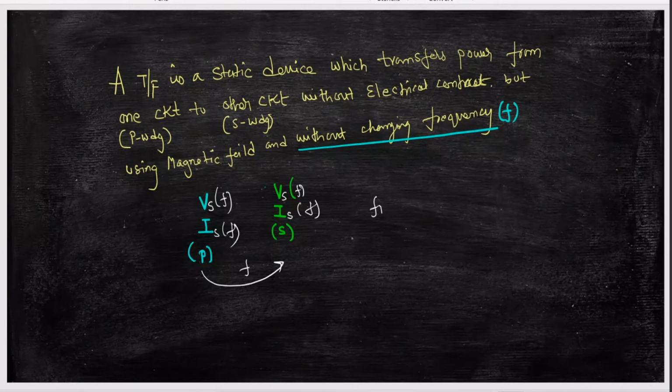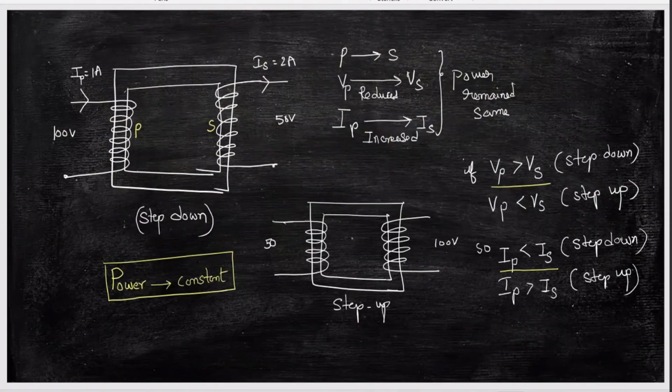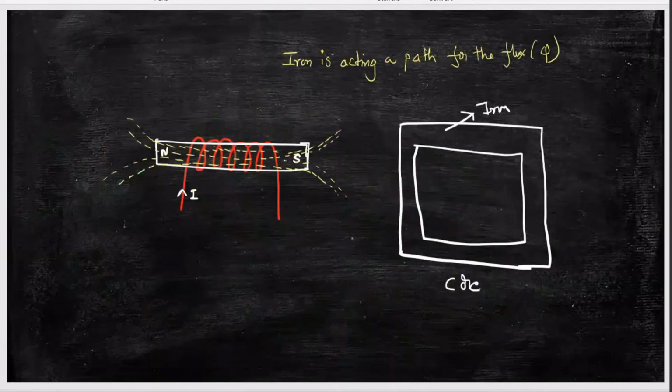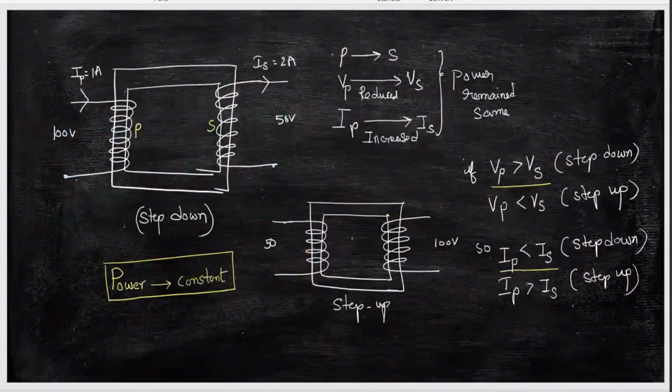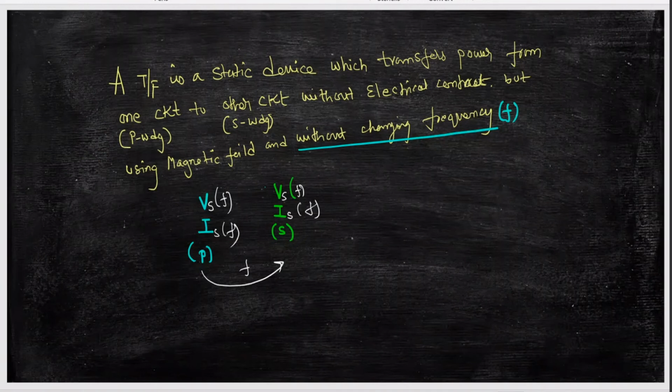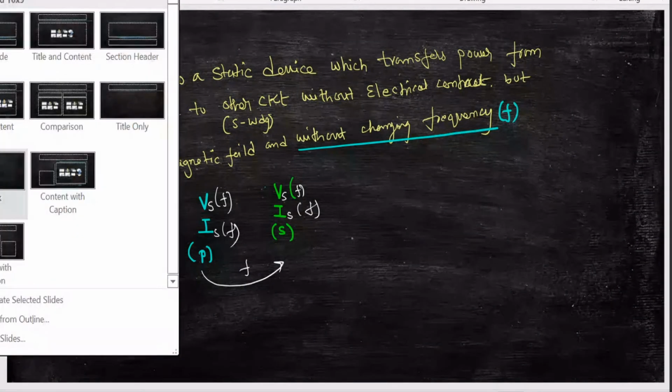Frequency is not changed. So this is the definition of the transformer. What have we learned till now? A transformer is a static device and it works on Faraday's laws of electromagnetic induction. So I'm writing again the formula which we have derived. What is the formula which we have derived?